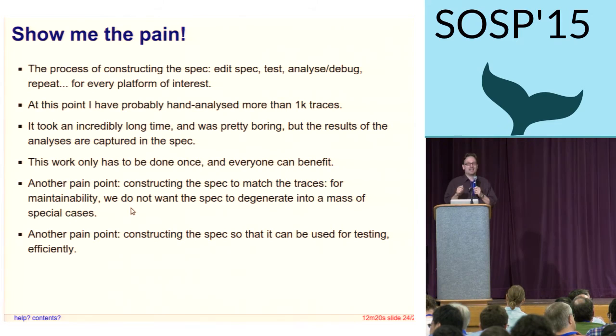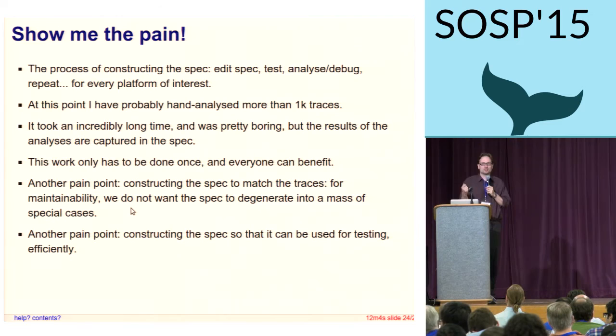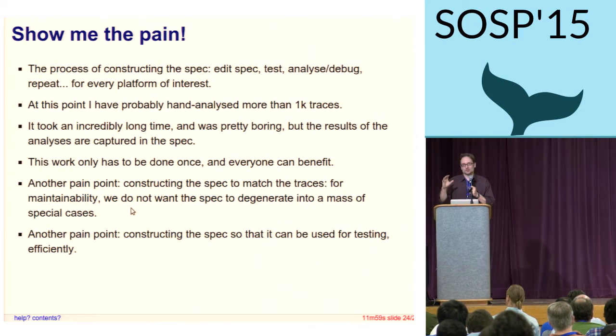So another pain point is the specification and traces are different things. Traces are just sequences of calls and returns. They don't have very much structure. The specification, you really don't want it to become a mass of special cases treating particular traces. So you have to impose a lot of structure on the specification.